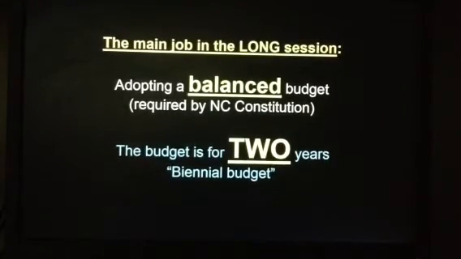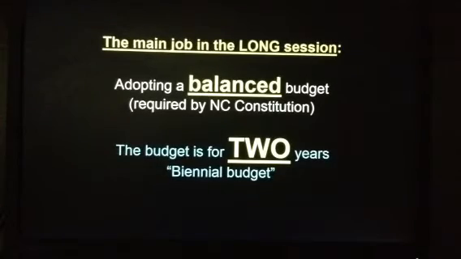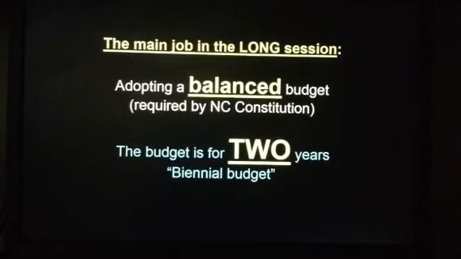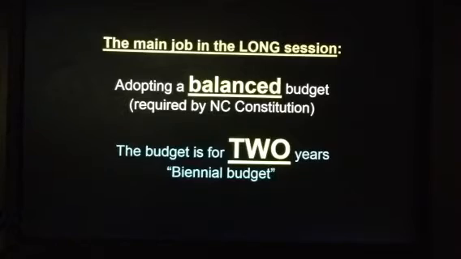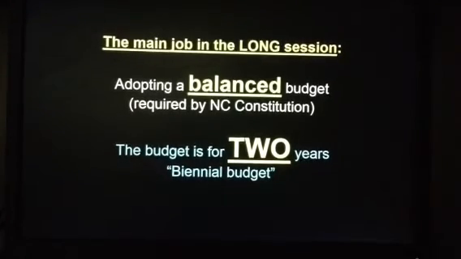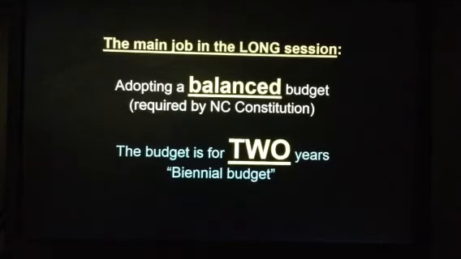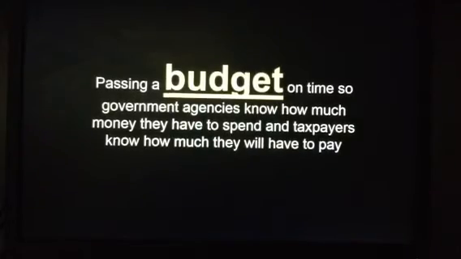The main job in the long session was to put together a balanced budget for the state. This is required by our state constitution of North Carolina. And our budget is called a biennial budget, meaning it's a budget for 2 years. Not an annual budget, which is 1 year, but a biennial budget, which is 2 years. And it must be balanced, meaning revenues must equal expenditures.